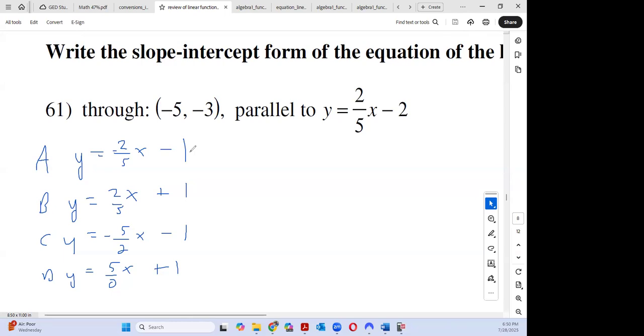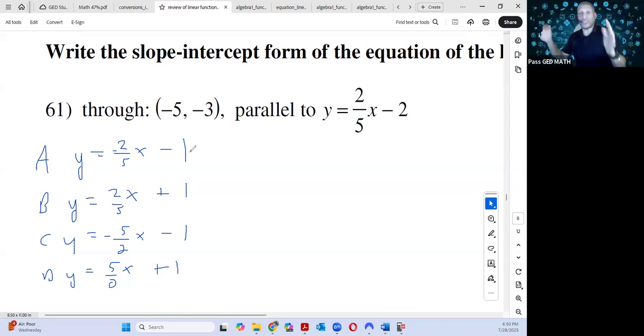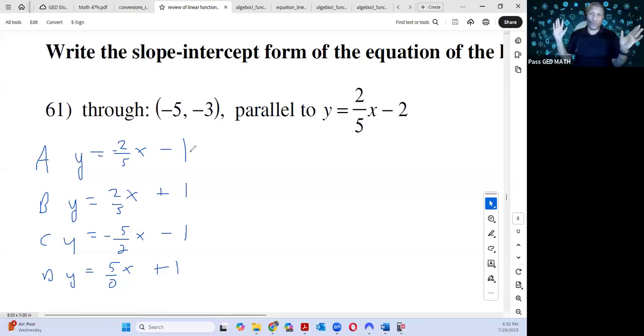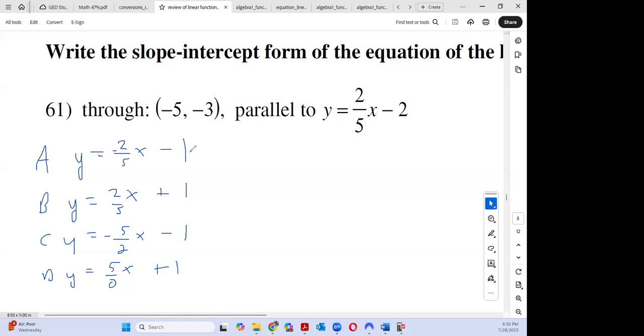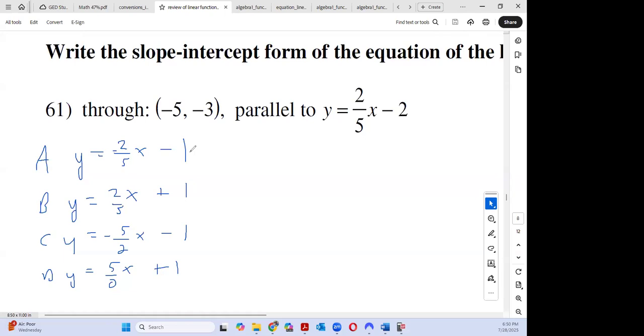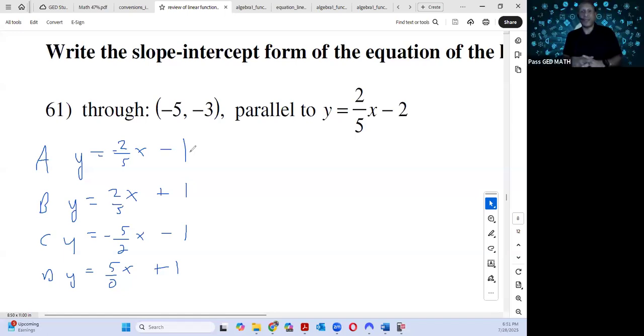Wait a minute, let me make sure I'm looking right. I'm asking you a question. You said the answer, but what multiple choice answer? 2/5 is not the answer to this question. I want to know what equation of a line is parallel to this line. Is it A, B, C, or D? Somebody said A, somebody said C. Anybody say anything else? If B is 2/5, I'm going to say B. Okay, you said B. Now, you were right.